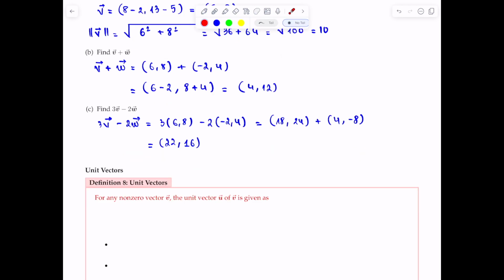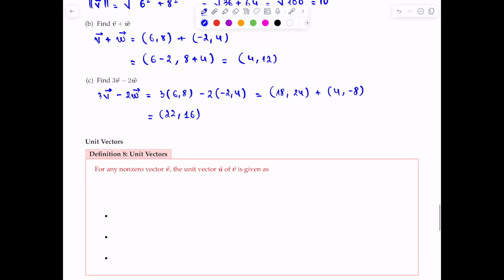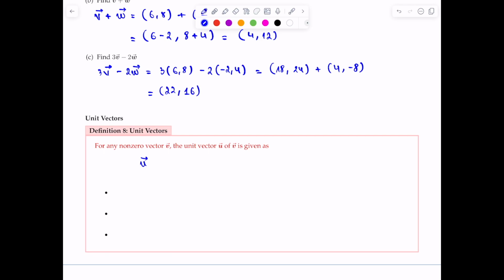Now, there's a very special type of vector. It's called the unit vector, and it's calculated as follows. For any non-zero vector v, the unit vector u of v is given as: u, the unit vector of the vector v, is equal to 1 over the magnitude of v multiplied with the vector v itself, or sometimes it is written in this form.